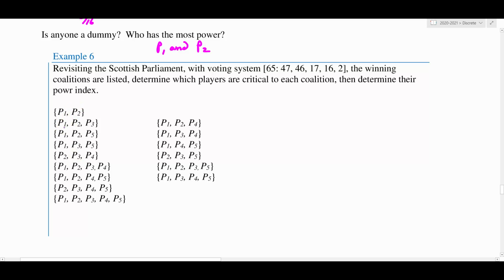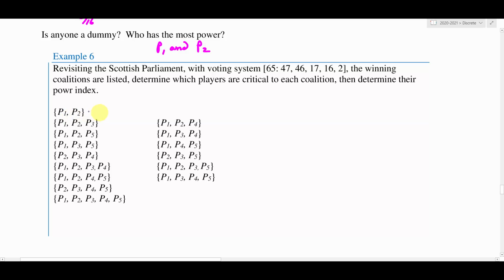So our job is to determine which players are critical and then determine a power index for this voting system, because we want to see who has the power in this election, or in this voting system. So what we're going to do next, I'll do a couple with you, and then we'll fast forward so that way you're not watching me do a bunch of addition problems here.